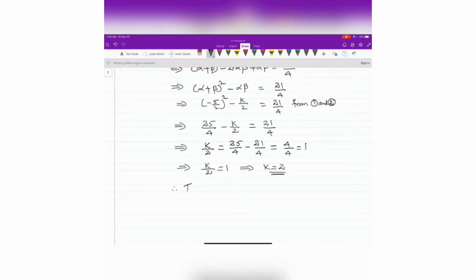Therefore, the value of k is equal to 2. Finally, you have to write your answer. Write the same statement. The value of k is equal to 2.